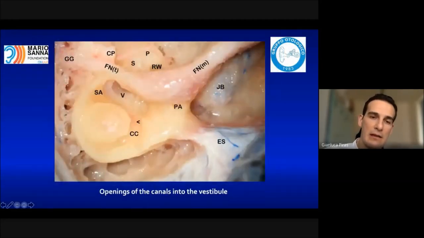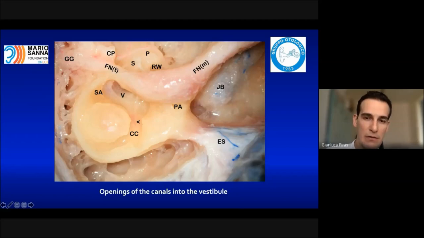Once the canal has been opened, you can proceed with the labyrinthectomy and see where the openings of the canals go inside the vestibule, which is here. This is the ampulla of the superior canal, which is an important landmark for the superior vestibular nerve and the facial nerve. This is the ampulla of the posterior canal.